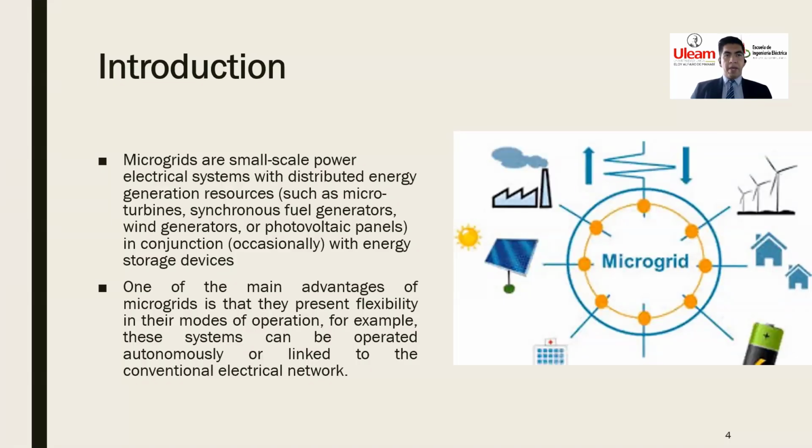Introduction. Microgrids are small-scale electrical power systems with distributed energy generation resources, such as microturbines, synchronous generators, wind generators, or photovoltaic panels, in conjunction with energy storage devices. One of the main advantages of the microgrids is that they present flexibility in their modes of operation. For example, the systems can be operated autonomously or linked to the conventional electrical network.